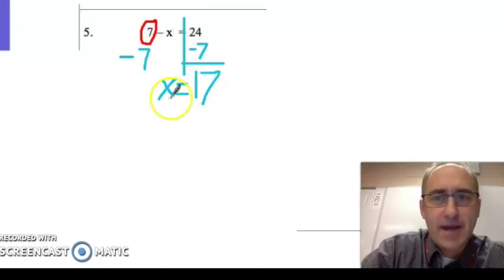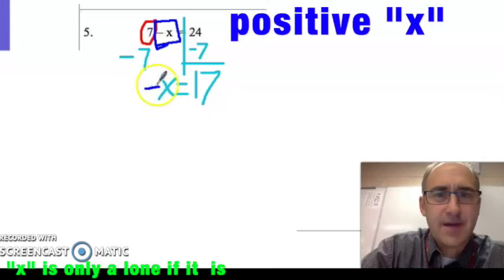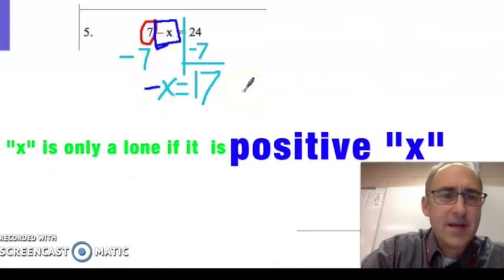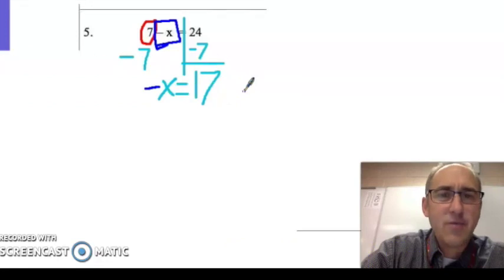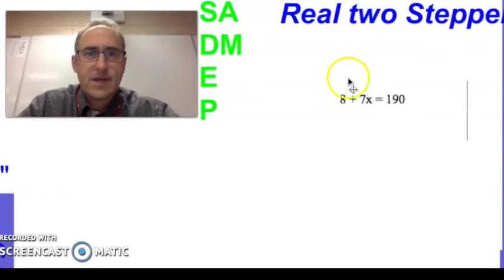I brought down my x, but uh-oh, wait a second. X is not yet alone. What goes with the x? A minus. X is only alone if it's a positive. How do I move the negative to the other side? Dividing by negative 1. Essentially what I'm doing is I'm going to move the negative from this side to this side, and my answer is x equals negative 17. Got it? Good.